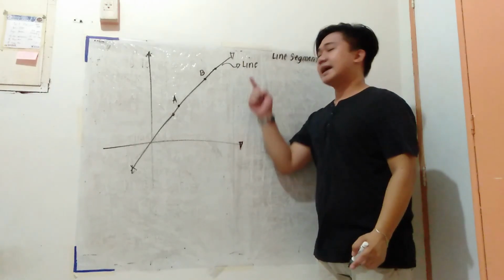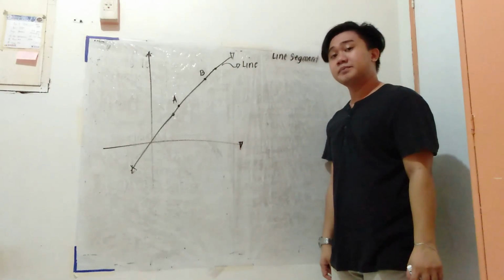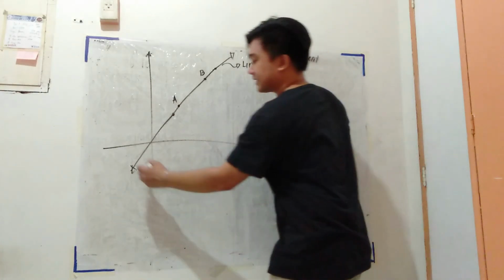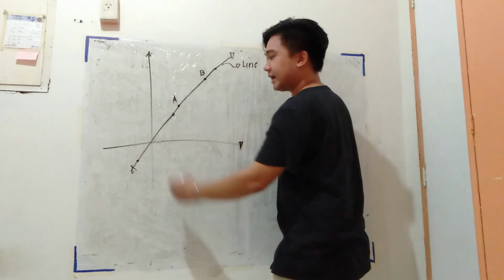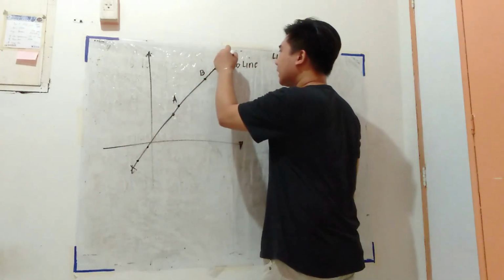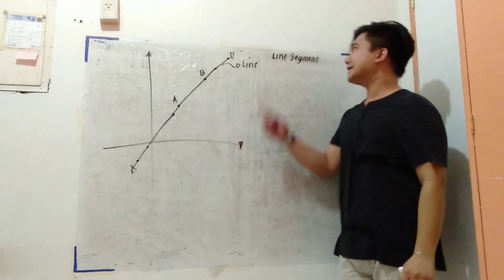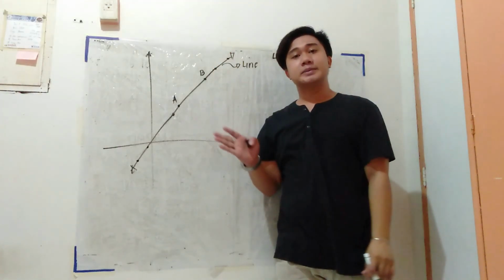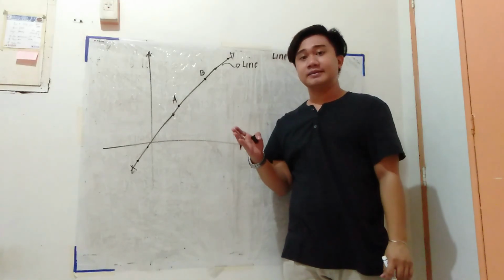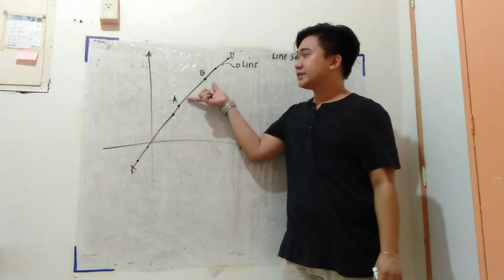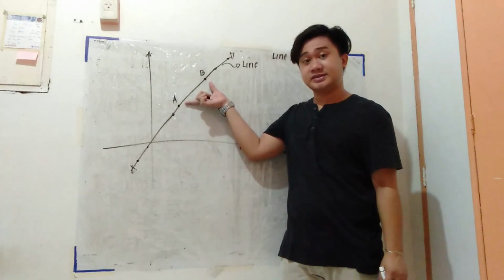So, if a line is defined as a collection of an infinite number of points, because when I go here, that is a point, here is also a point, and here is also a point. A line segment, on the other hand, is defined as a part of a line that has 2 points as endpoints.